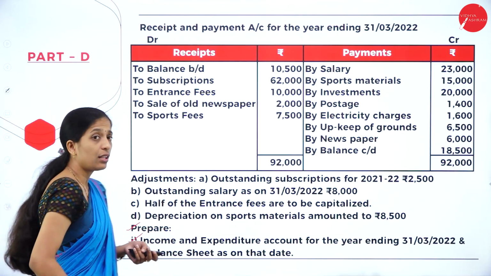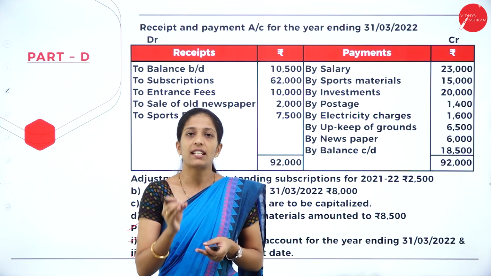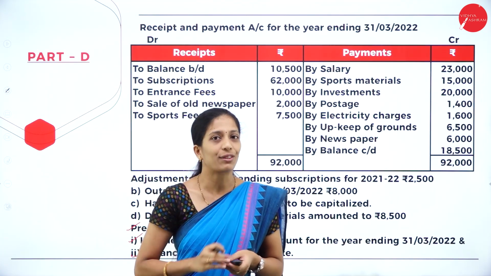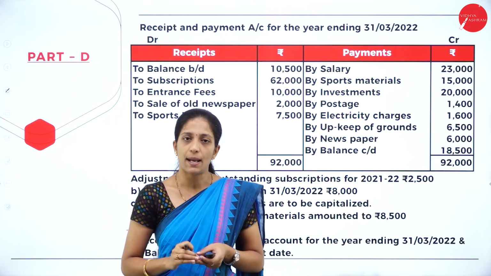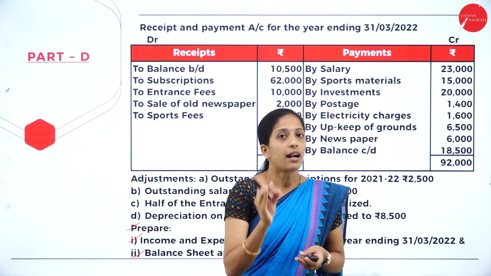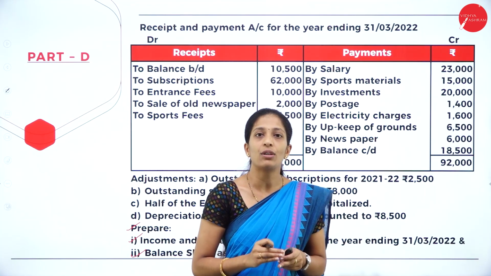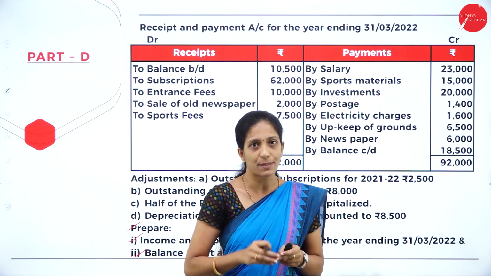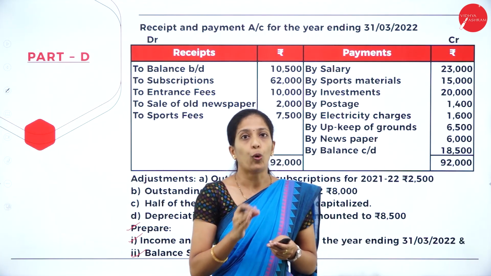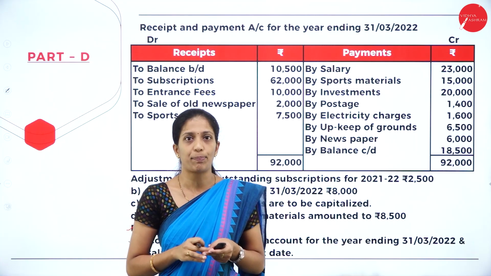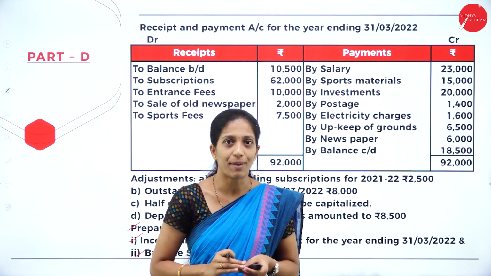So now what is our duty? They have given us the opening balance sheet and receipt and payment account along with a few adjustments. We have to prepare the income and expenditure account as well as the balance sheet. You know, under not-for-profit organization, what are the accounts to be prepared? Receipt and payment account, income and expenditure account as well as balance sheet. In this problem, that is for 12 marks, they'll give you the opening balance sheet as well as the receipt and payment account, and we have to prepare the income and expenditure account as well as the balance sheet.